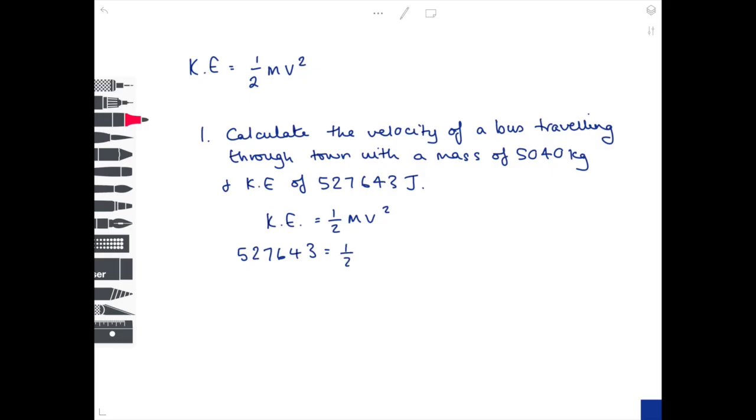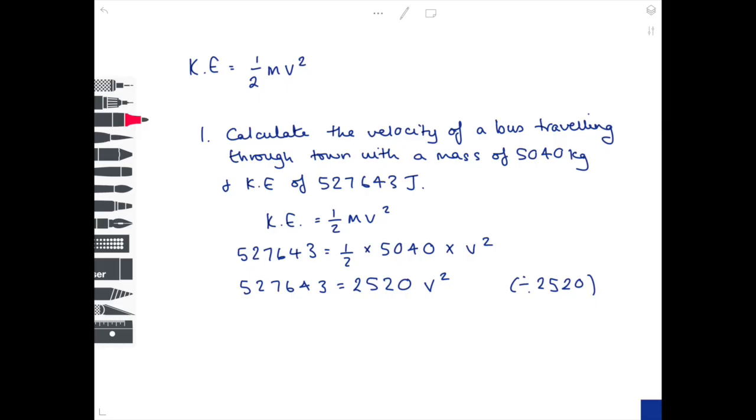So half of mass, so that's half times 5040. And we're looking for velocity, so we keep that as v squared. The easiest thing now is to work out half of the mass, which is 2,520, times that by v squared. Now we need to get v squared by itself, so the way in which we do that is divide both sides by 2520.